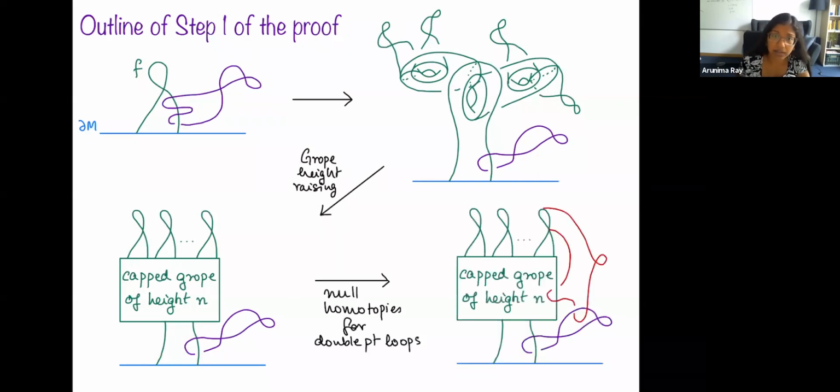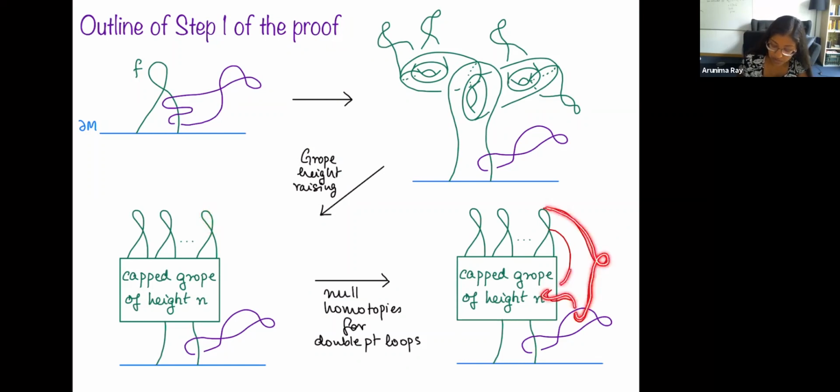The next step is an important one. I have these little discs sticking out. Notice that each of them has something called a double point loop. Namely, I start at that point of intersection, go out along one sheet, come back along the other. That's some loop. And because my ambient space is simply connected, these curves are all null homotopic, so they bound these disks.